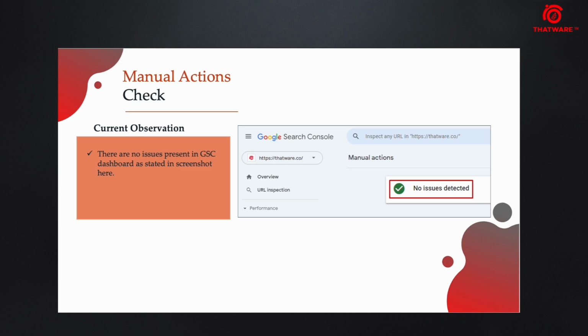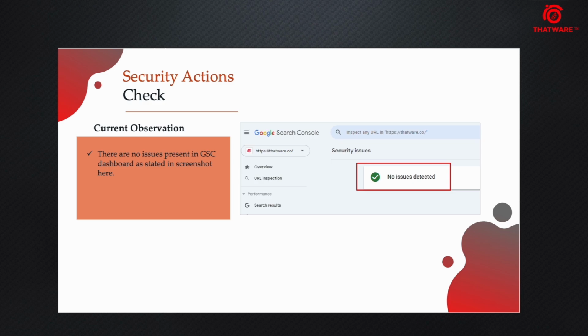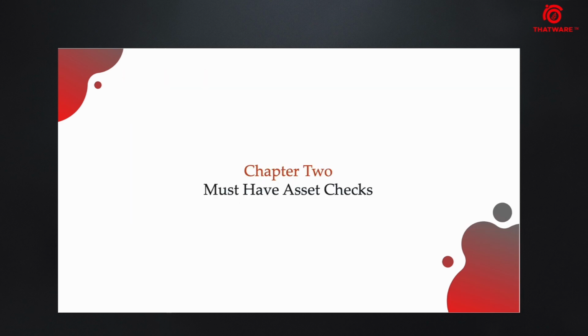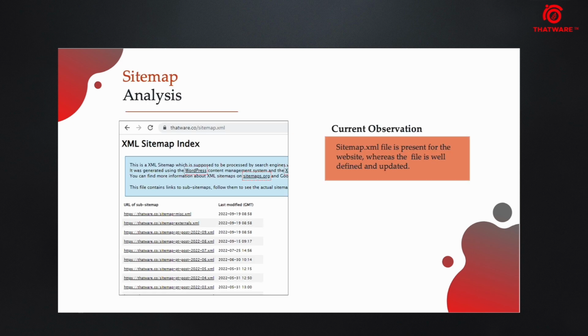Then you can check for manual action, whether there has been any penalty or not. Similarly for the security check, and similarly for the Core Web Vitals underneath the Google Search Console. Then moving down to chapter 2, which is must-have assets. Make sure you have both the robots and the sitemap, and make sure they are following the protocol.